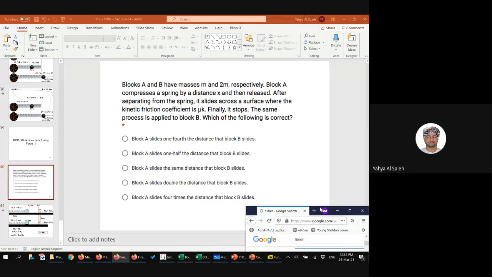We're comparing the distances they are going to slide. Block A slides 1/4 of the distance of B, 1/2, same, or double, or 4 times even. The idea is still the same.